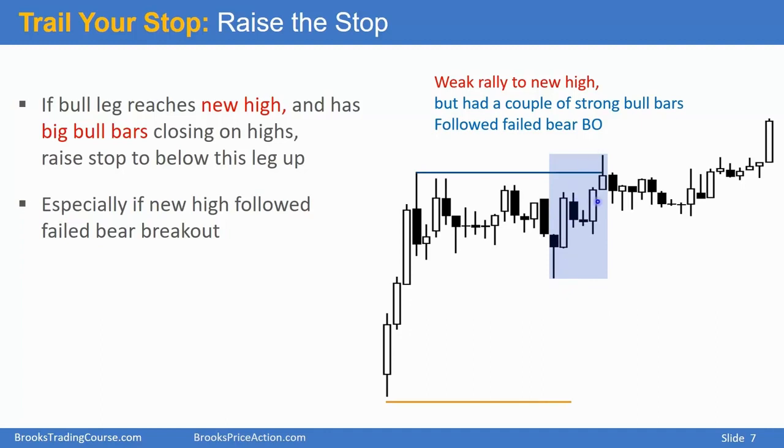After you get a new high with a couple decent bull bars and you're getting a failed breakout below the trading range, that combination of factors is enough to make this a major higher low, and the bulls should not allow the market to fall below it if their premise of a bull trend is still valid.